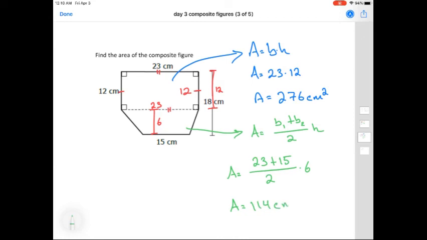So to find the total area of the entire composite figure, all we're going to do is add both of those areas together. I add the area of 276, which was from the rectangle, and the area of 114, which was the area of the trapezoid, to give me a total area of 390 centimeters squared.